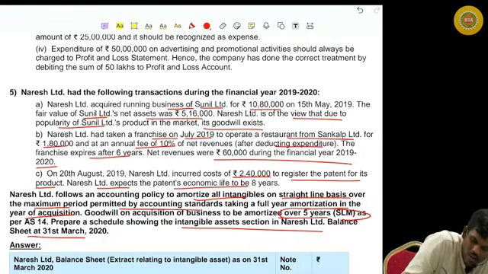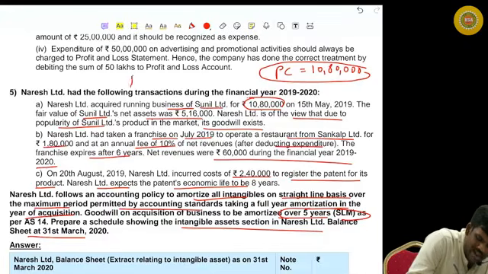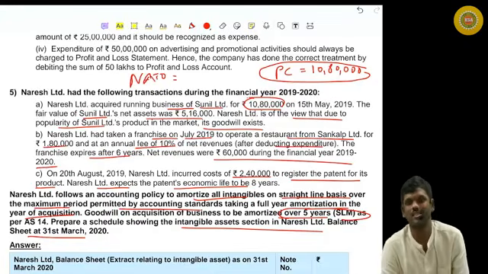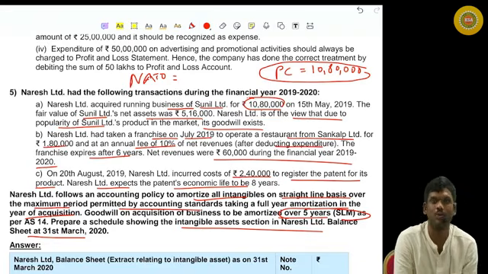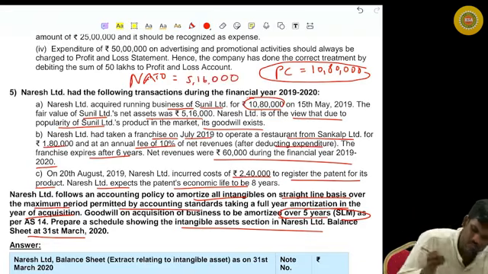Now Naresh Limited is acquiring Sunil Limited by paying how much purchase consideration? 10 lakh 80,000. So PC is 10 lakh 80. How much is NATO? Those who are new to our classes, NATO means net assets taken over. Whatever assets you have taken over from that company. How much is it? 5,16,000.